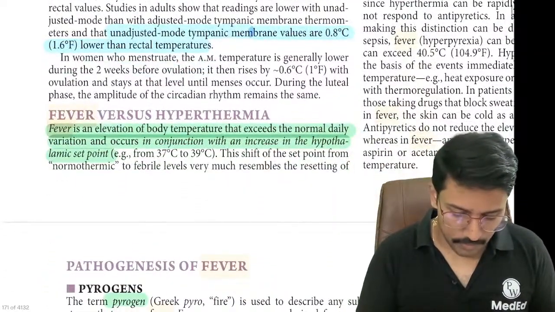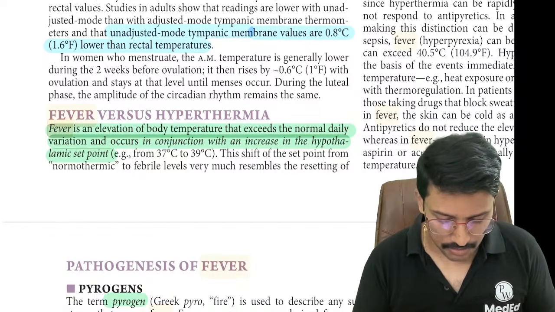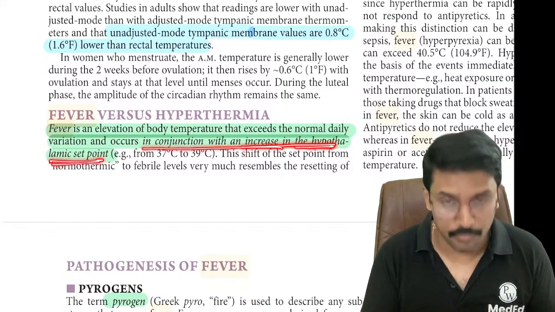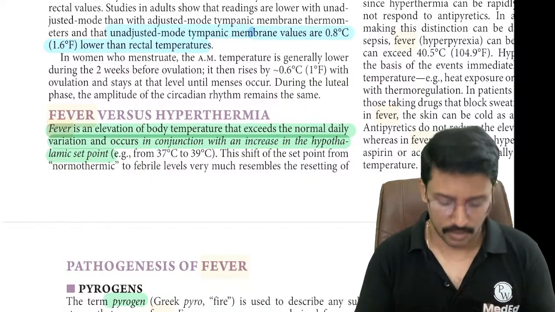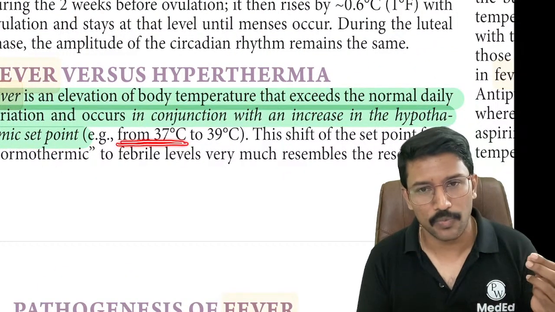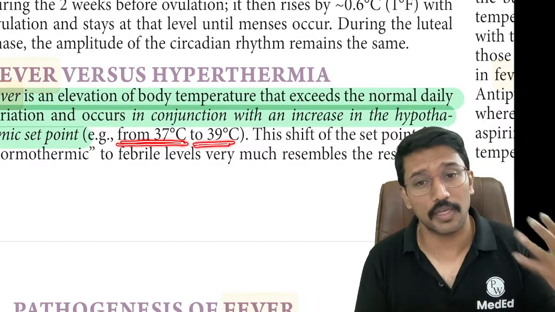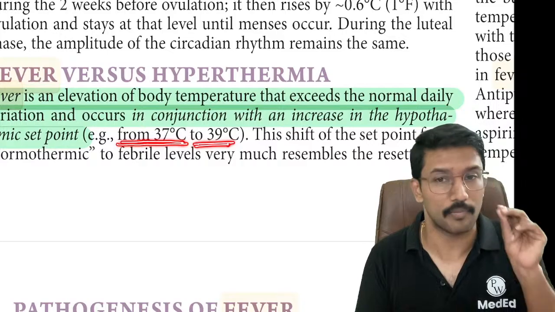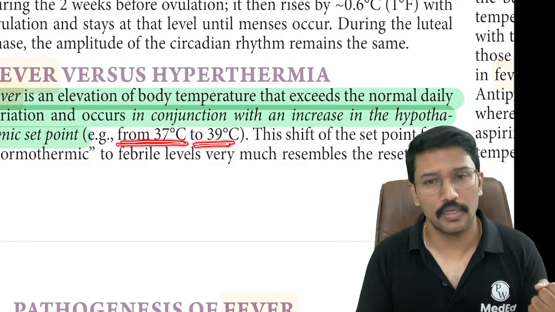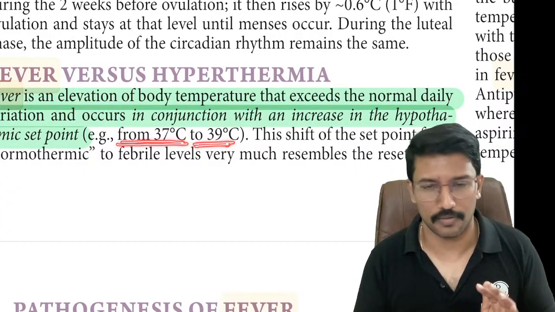Okay, so fever is an elevation in body temperature that exceeds normal daily variation, and it occurs in conjunction with an increase in the hypothalamic set point. That's the key takeaway. He has given an example, right? Let me say the set point was at 37 degrees Celsius. Now, because of whatever reason, the set point is elevated to 39. Now the body is making all possible efforts to keep the temperature at 39. So the body will send signals down to shiver, right? It will increase the metabolic rate, and that is why the body temperature gets elevated to 39.